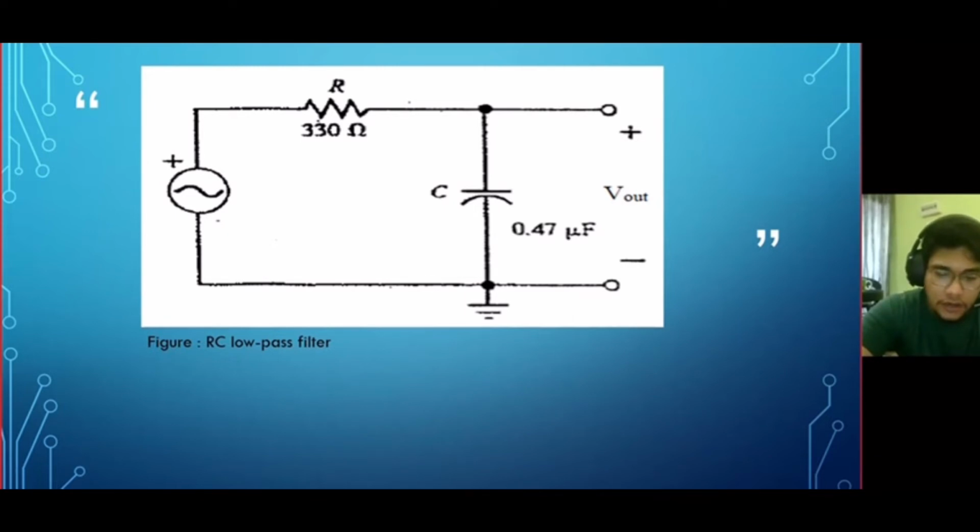This is a simple passive RC low pass filter or LPF. It can be easily made by connecting together in series a single 330 ohm resistor with a single 0.47 microfarad capacitor. Now, moving on to the procedures in conducting these experiments.